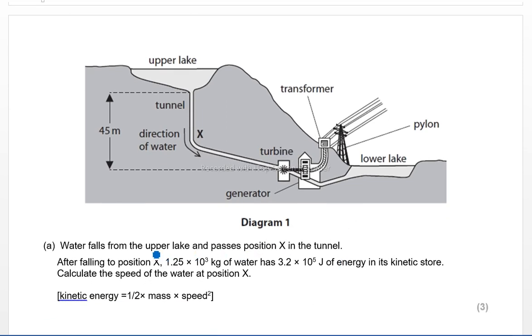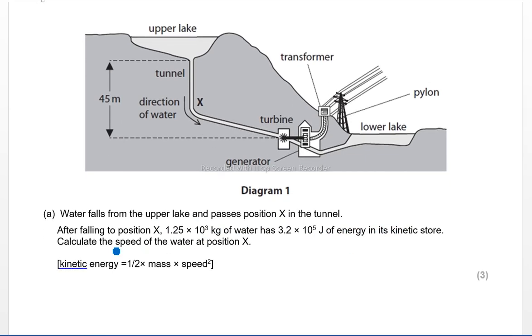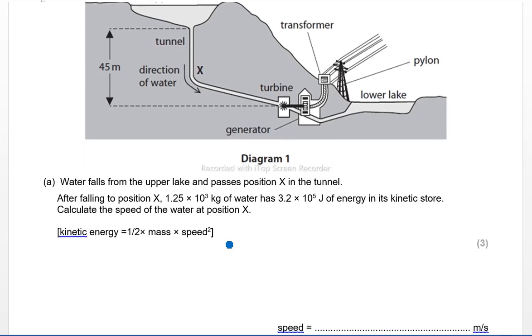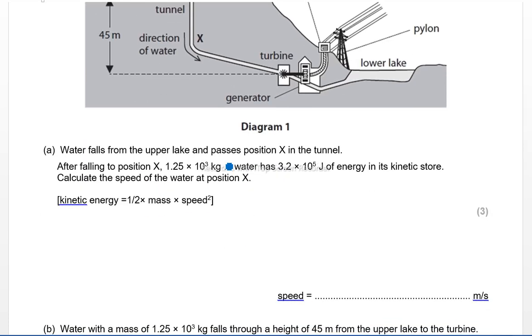Okay, right. Water falls from the upper lake and passes the position X in the tunnel. After falling to position X, 1.25 into 10 to the power 3 kilograms of water has 3.2 into 10 to the power 5 joules of energy in its kinetic store. Calculate the speed of the water at position X. They have already given the equation. It's a simple equation, children. You have already learned this, right? So K equals half mv squared.